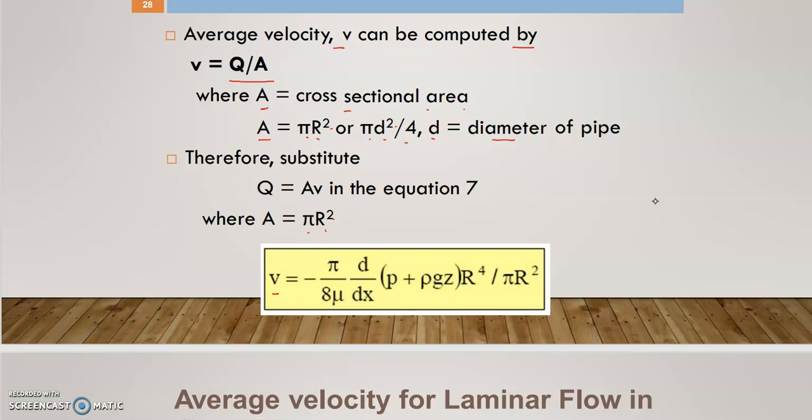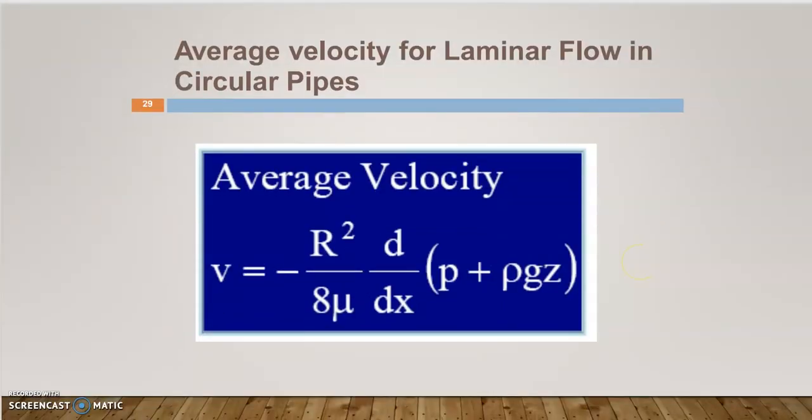the velocity equals negative pi over 8 mu times d over dx of the pressure p plus rho gz, times R to the power of 4 over pi R squared. Now we simplify this equation and we get the formula in this blue column. We get R squared over 8 mu times d over dx of the pressure p plus rho gz.